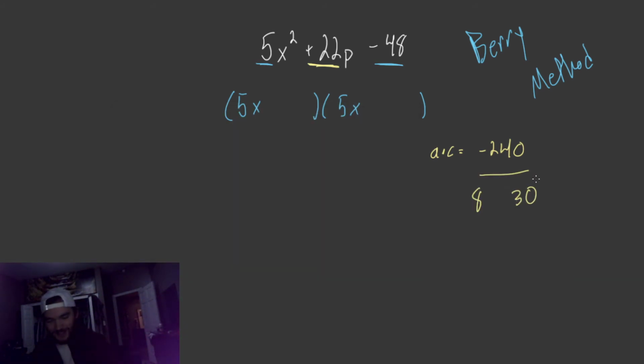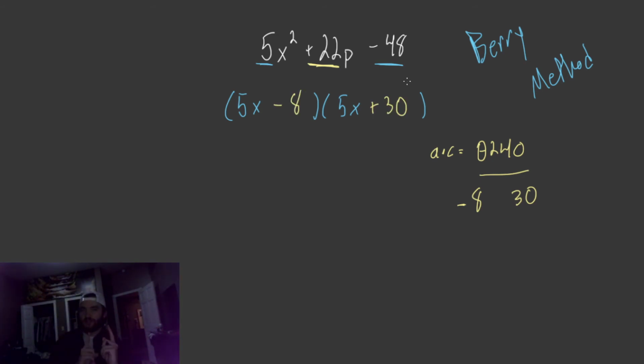8 and 30. So with this in mind, one of these has to become negative because it is negative 240. So I'm going to make the 8 negative because negative 8 plus 30 is positive 22, which is what we want. So I've got negative 8 and positive 30 in here.